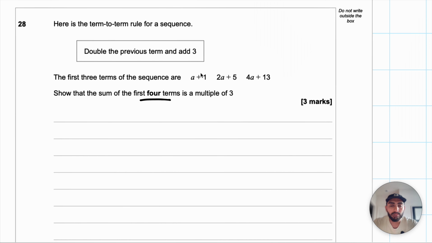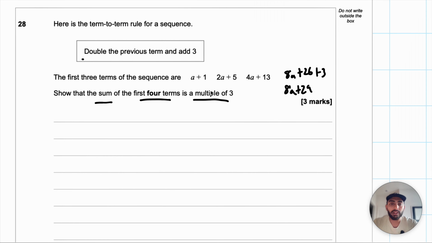We've only got three terms so far, so let's find the fourth term first. We need to double the previous term, so if I double this, I get 8a, and if I double this, I get 26, and then I need to add 3. So 8a and 26 add 3 simplifies to 8a plus 29, and we need to prove that the sum of them, so we need to add them all up together, and we need to show that they divide by 3.